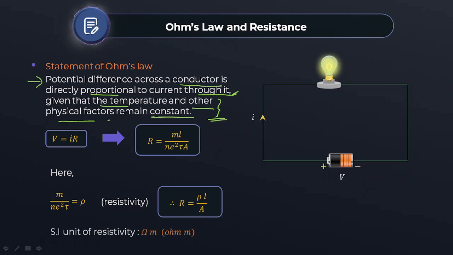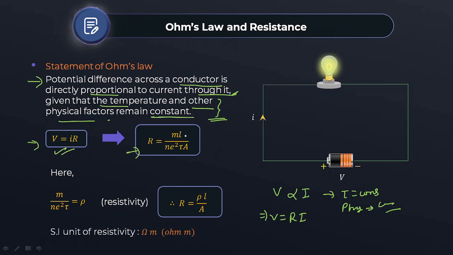Potential difference across a conductor is directly proportional to the current. So V is directly proportional to current, keeping the temperature constant, and other physical quantities like length and area should also be constant, right? So we can write V is proportional to I, or, when we remove the proportionality sign, V equals some constant, R I, or IR, right?